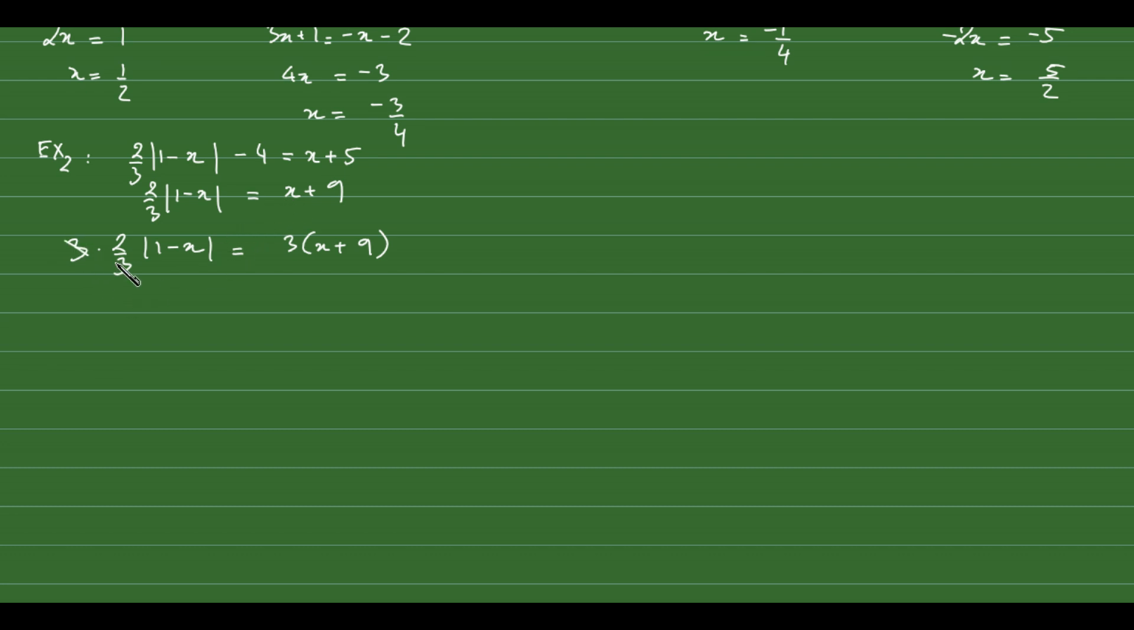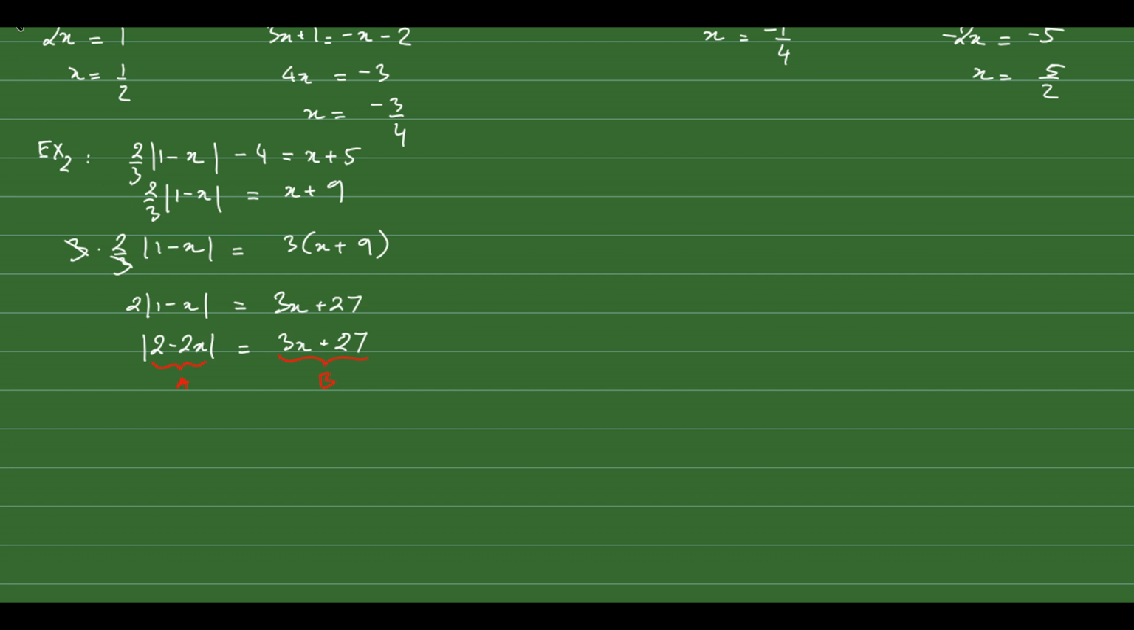Okay, so cancel this, so I have 2|1 minus x| equal |3x plus 27|. Now I'm going to put the 2 into the absolute bar, so I distribute it. Now I have A and B. So this is your A, this is your B.